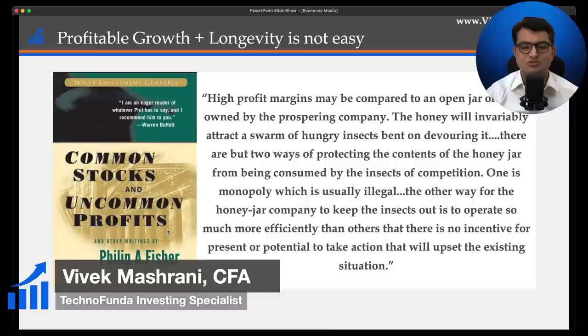And the other way is to become so efficient, so competent, having so many competitive advantages that there is no incentive for somebody else to jump in, right? So you create so much tough competition for your competitor that even if they attack, they are not able to go deeper into your zone.